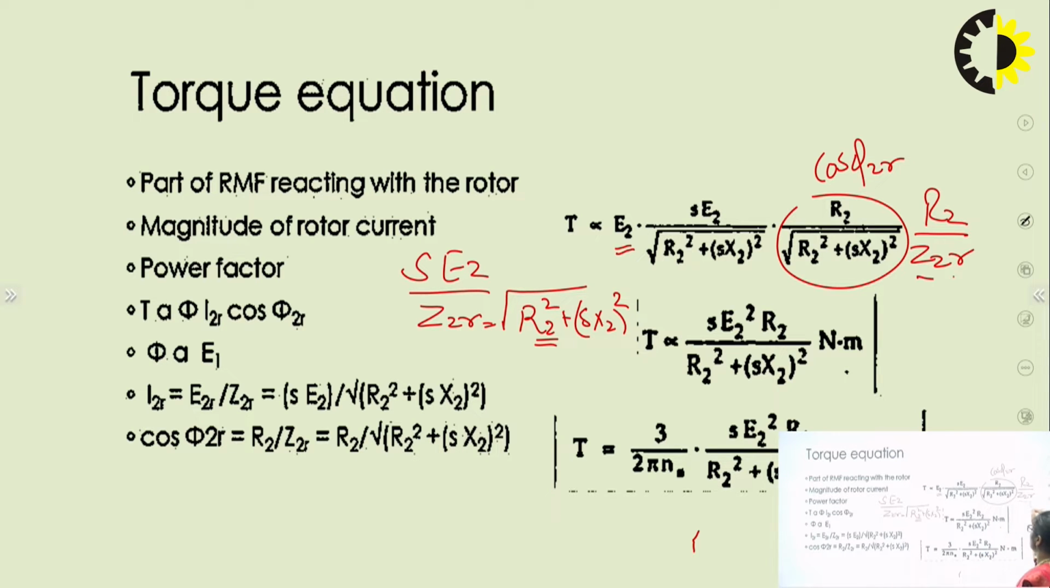Once again, substituting Z2R as the square root of R2 square plus (S X2) whole square, we finally get an expression that torque is proportional to S times E2 square R2 divided by R2 square plus (S X2) whole square, in Newton meter. To remove this proportionality, we introduce a constant given by 3 upon 2 pi ns.